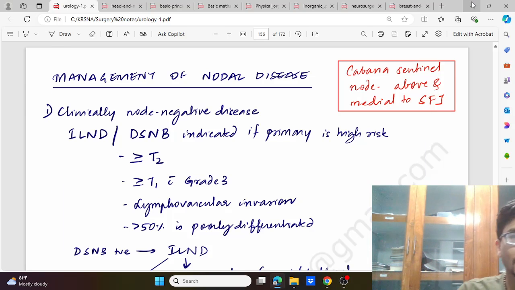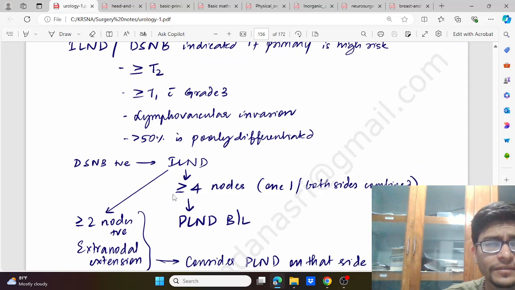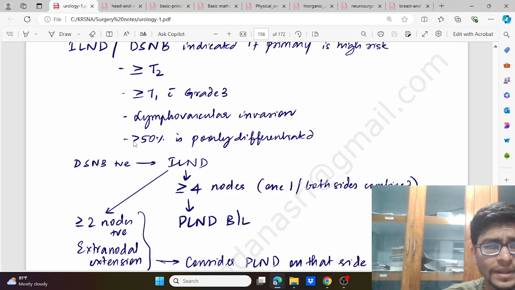Sorry for the delay. So now we'll see the management of nodal disease. Clinically node negative disease, where we go for inguinal lymph node dissection or DSNB, is indicated if the primary is high risk. DSNB is the biopsy. It is useful when the primary is high risk, where it is more than T2, or it is T1 with grade 3, has lymphovascular invasion, or more than 50% are poorly differentiated.